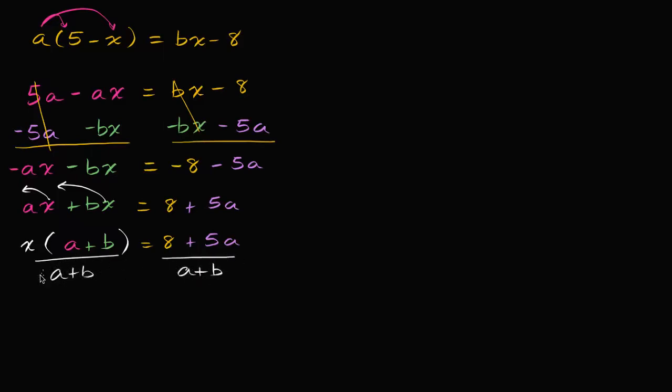and we're going to be left with x is equal to 8 plus 5a over, and actually I'll write a and b in our original colors. A plus, so this was that a, plus b. So this is the b, that's the same b, a plus b, and we're done. We have now solved for x in terms of a's and b's and other things, and we are all done.